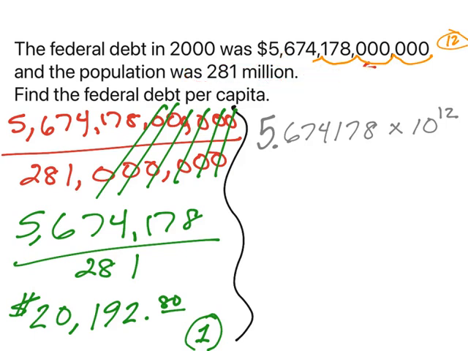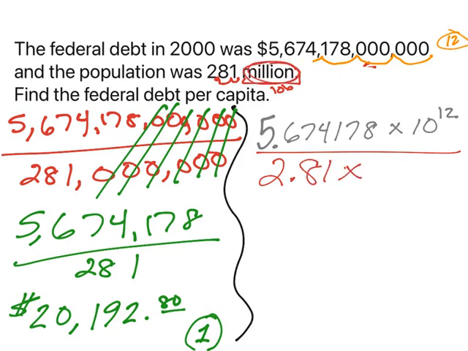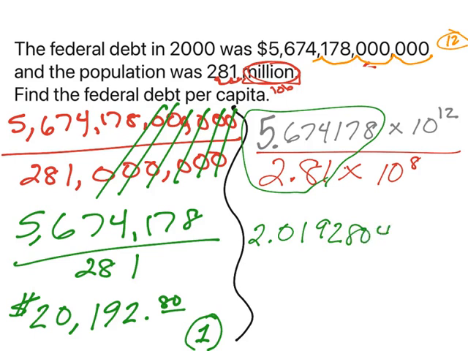So now, when I go to take 281 million, again, remember that million means 10 to the 6th. But I also need to move my decimal 2 more places. So that's going to give me 2.81 times, I'm going to have 6 because of the million, plus 2, so 10 to the 8th. So now when I divide my beginning numbers here, I get 2.019280427 times 10 to the 12 minus 8 is 4.